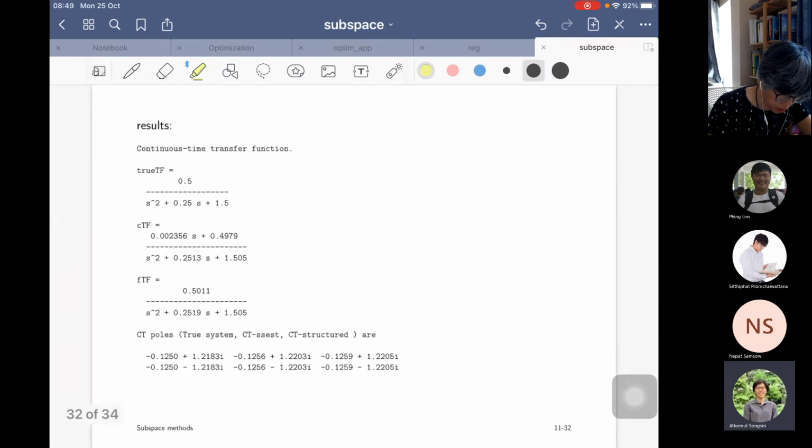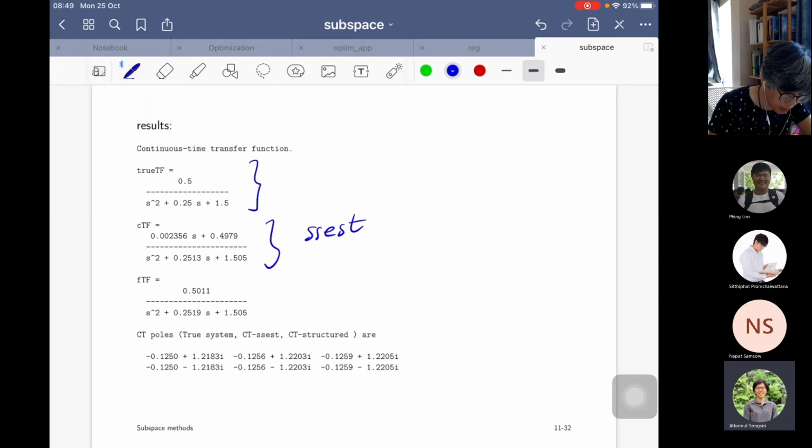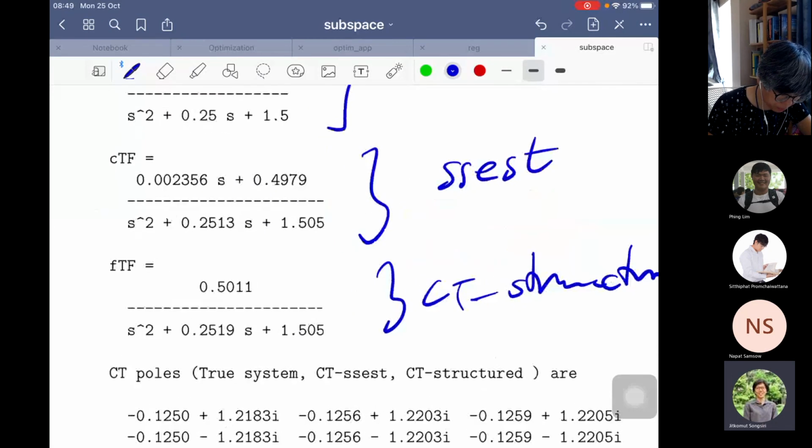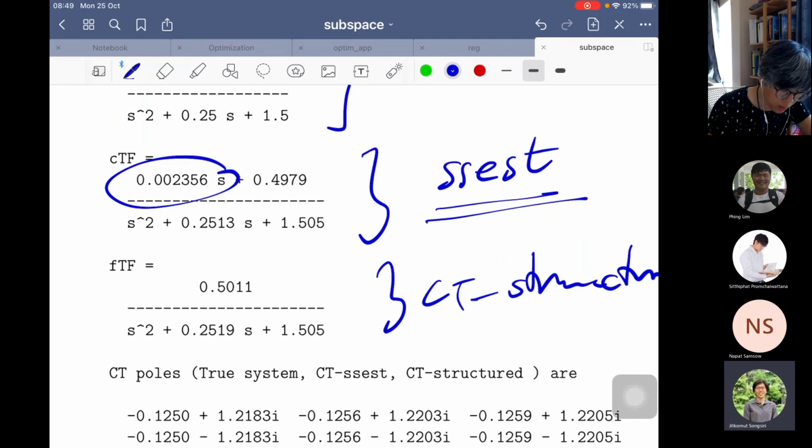Oh, I don't have the example here, but this is the true transfer function. This is the continuous time transfer function given by the SSEST command. So this is the CT structure. When you look at the transfer function, you see that this one doesn't assume any structure in A, B, C, D.